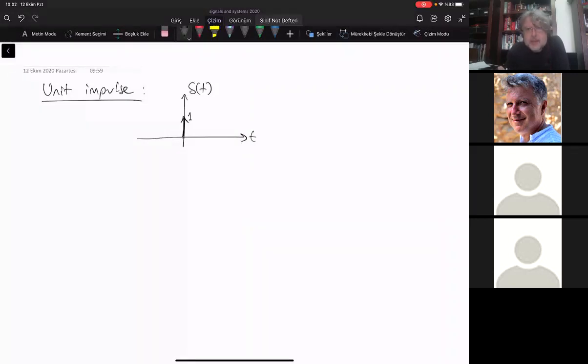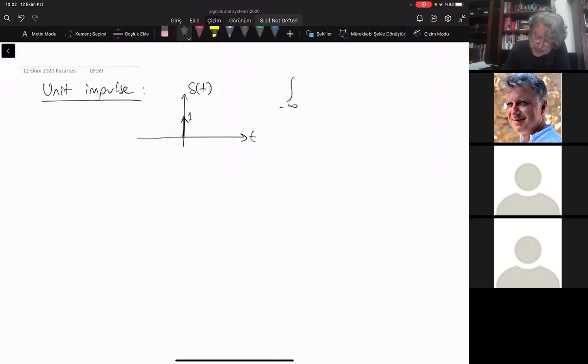Mathematically speaking, it's a dangerous signal. It's awkward because this 1 does not mean that the height of the signal is 1. In fact, if you are drawing it as a continuous time signal, the height of the signal is infinity. But so what is this 1? It's the area under the impulse, like this.